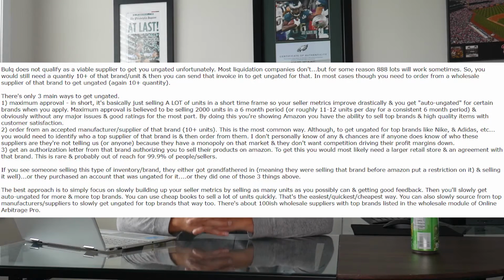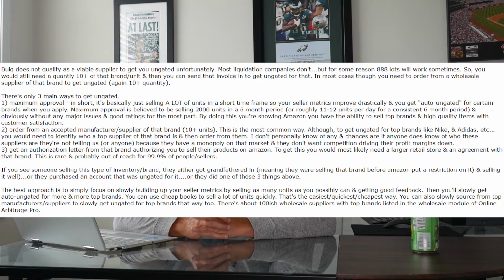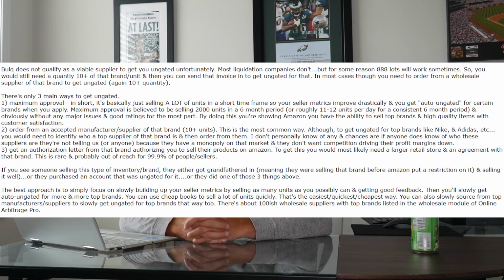But all in all, the best approach, guys, is to simply focus on slowly building up your seller metrics by selling as many units as possible and getting good feedback over time. Then you'll slowly get auto-ungated for more and more top brands, which basically just means that when you go to actually request approval for that brand, you won't need to send in an invoice. Amazon will just automatically ungate you. That's auto-ungated because your seller metrics prove that you have a history of servicing Amazon customers very, very well, okay?